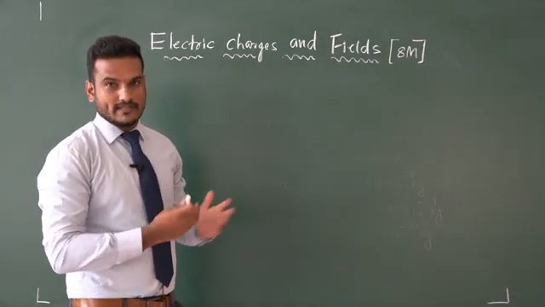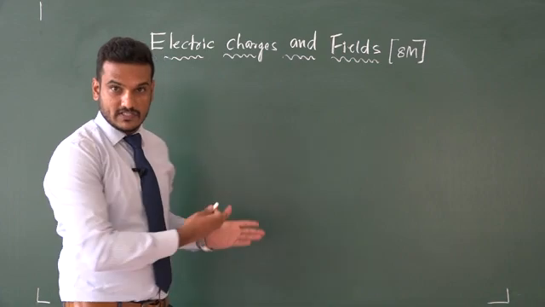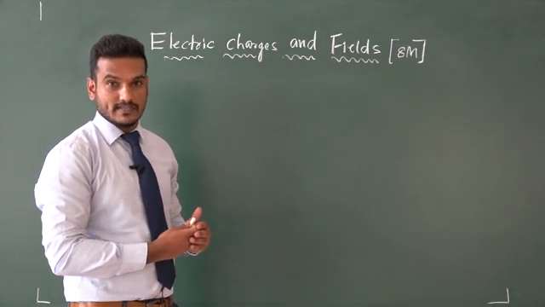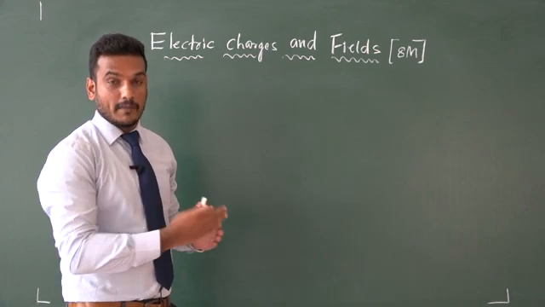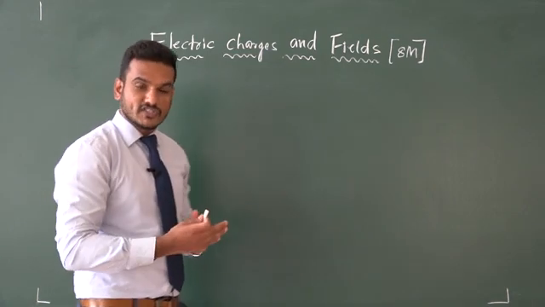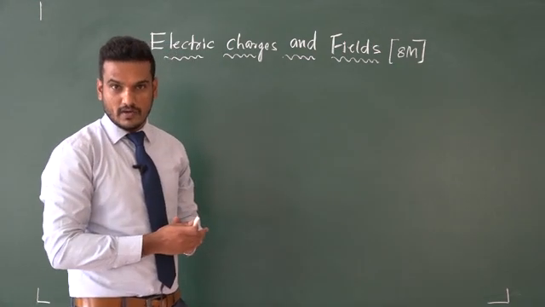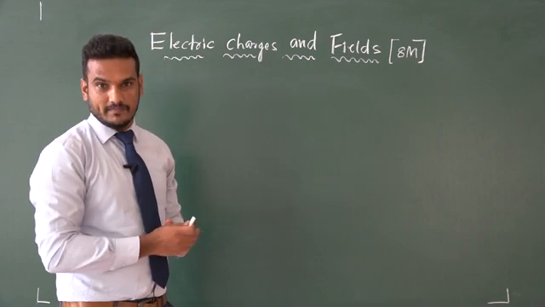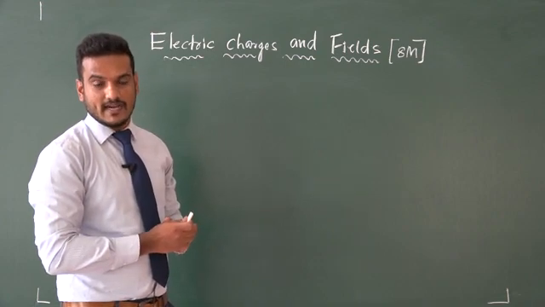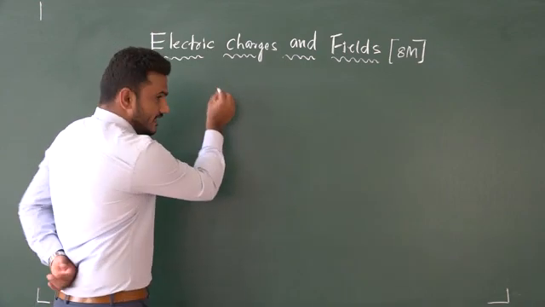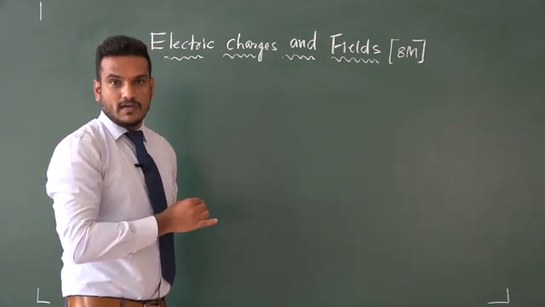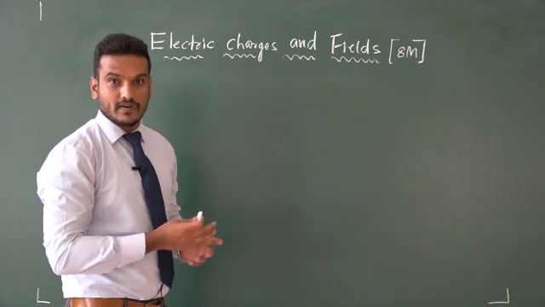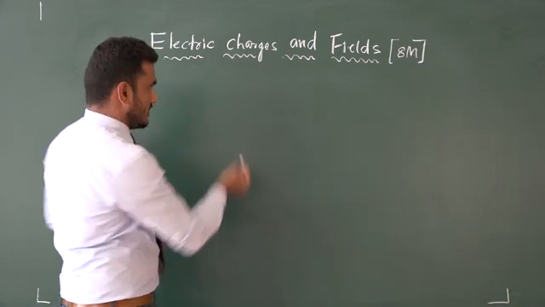Let us explain what exactly the electric charge is. Just now we studied the basic properties of all three subatomic particles, the charge and the mass. Apart from that, there is an additional property of proton and electron that gives rise to electric force between them. That is known as electric charge. I repeat, the additional property of proton and electron that gives rise to electric force between them, we call it electric charge.